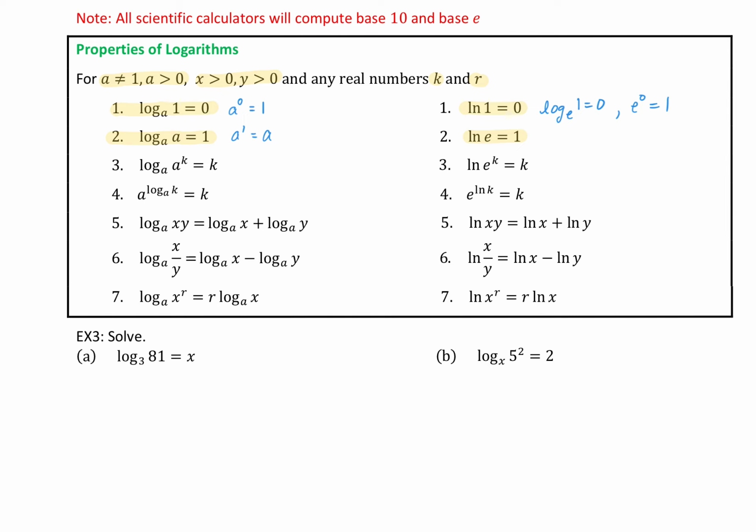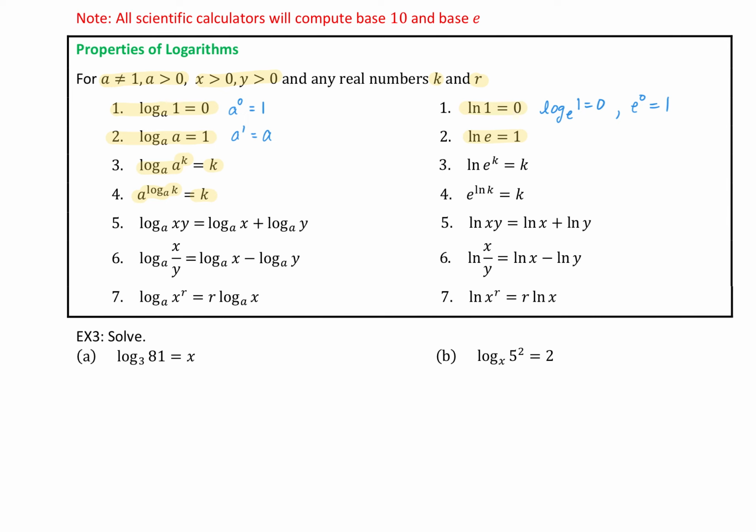And now 3 says that if the base and the argument are the same, and let's say the argument is raised to some exponent k, well, it says that base and argument are the same, they cancel, and you're left with just the exponent. 4 is interesting. We don't use this one very much, but it says if you take some base a and its exponent is log base a of some k value, then those cancel and you just get your k value.